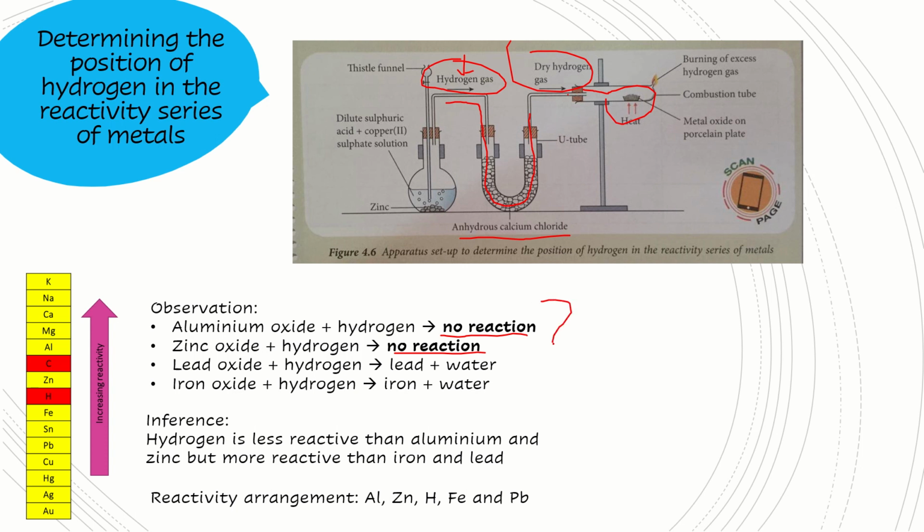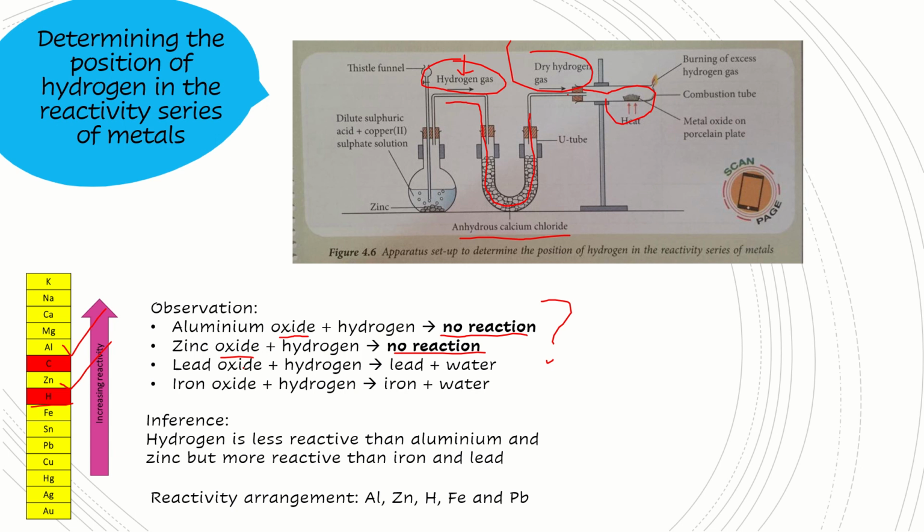Why? This is because aluminium and zinc are more reactive than hydrogen. Okay, therefore hydrogen is unable to take the oxygen from aluminium. Okay, hydrogen is unable to take the oxygen from zinc. That is why there is no reaction.